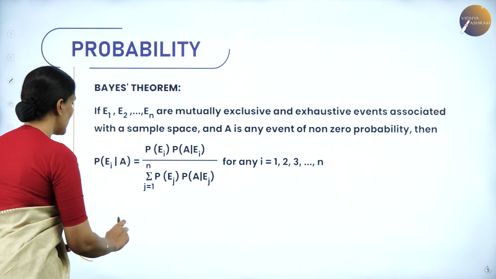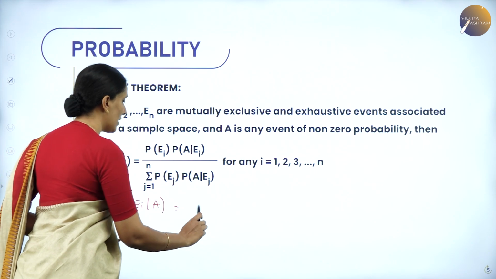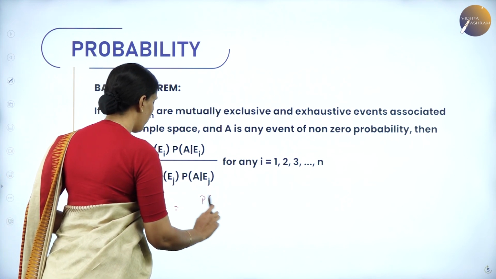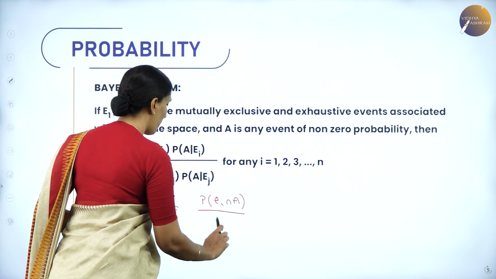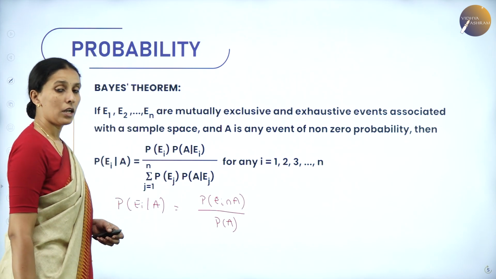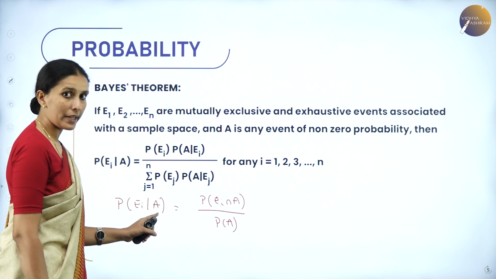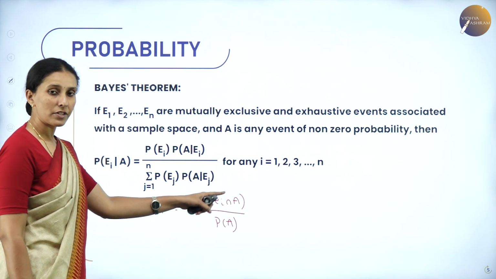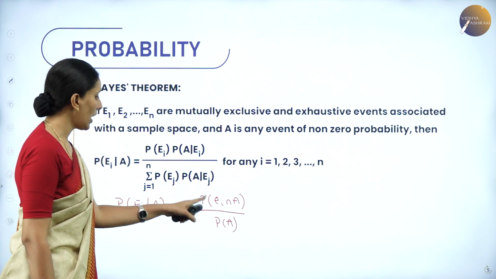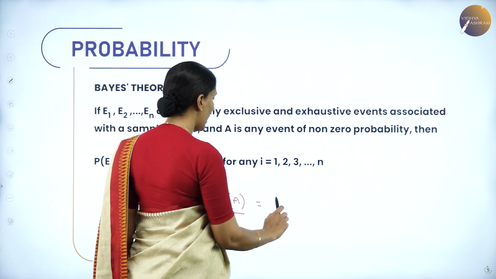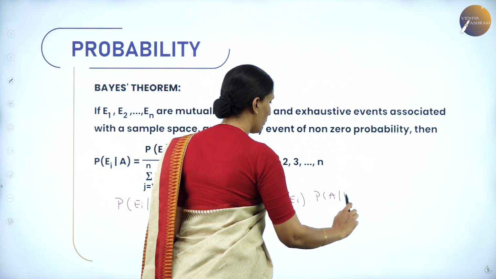So let me consider this now. Probability of Ei over A can be written as probability of Ei intersection A divided by probability of A using the conditional probability. So the probability of an event where another event has already happened is equal to the probability of simultaneous occurrence divided by the probability of the other event. So here Ei intersection A can be written as probability of Ei dot probability of A over Ei.